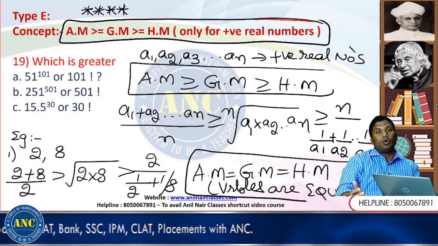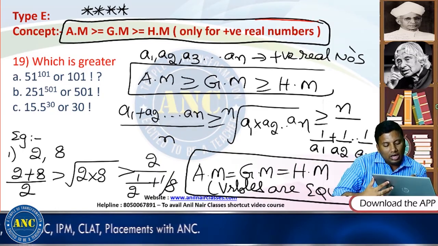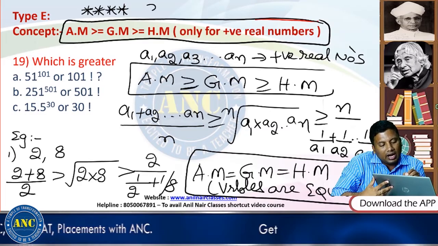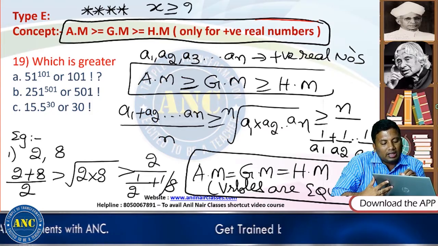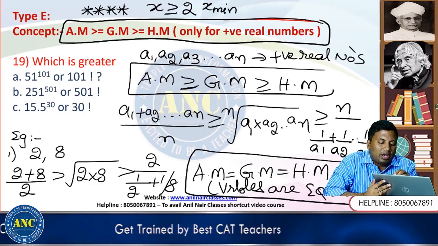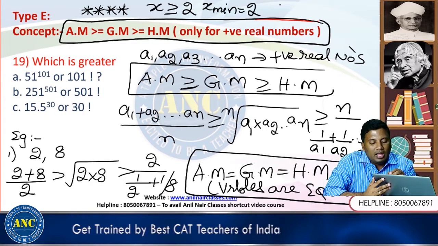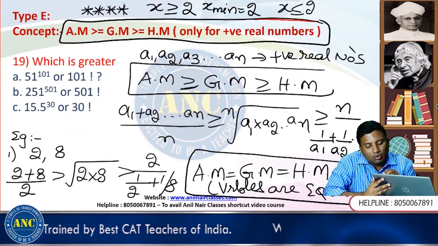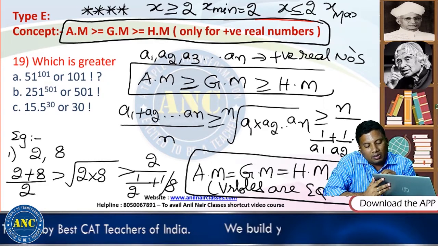This is only true when the variables are equal. Only because there is a greater than or equivalent to, I can determine the minimum. X is greater than or equivalent to 2, that means X minimum is 2. X is less than or equivalent to 2, that means X maximum is 2.